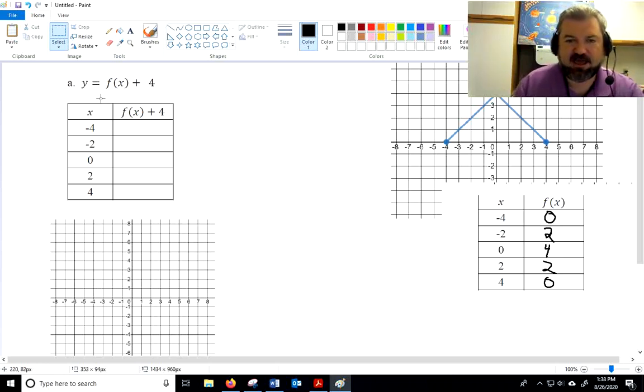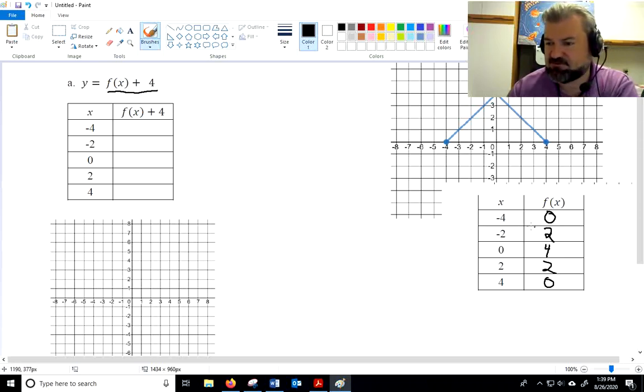Okay, so I've got f of x plus 4. Well, let's talk about what this transformation is. So y is equal to f of x plus 4. That means each of the f of x values, which are located here in the right-hand side of the table, are going to increase by 4. So instead of a 0, we'll have a 4. Instead of a 2, we'll have a 6. Instead of a 4, we'll have an 8. And we'll have a 6, and then we'll have a 4.